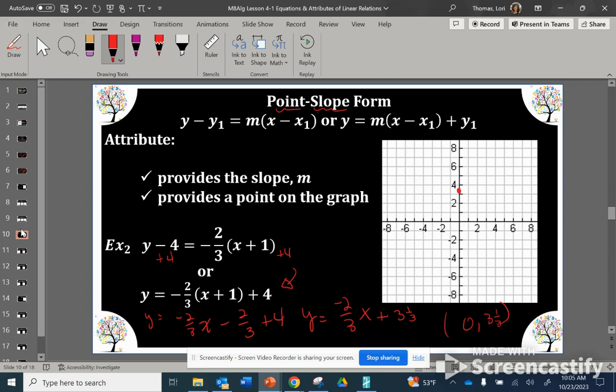So a third is less than a half. And then we're going to go down 2 units. So 1, 2, and to the right, 1, 2, 3. Now let's go back up and let's reverse the slope. Let's go up and left. So up, 1, 2, and to the left, 1, 2, 3. And now we have our linear function.